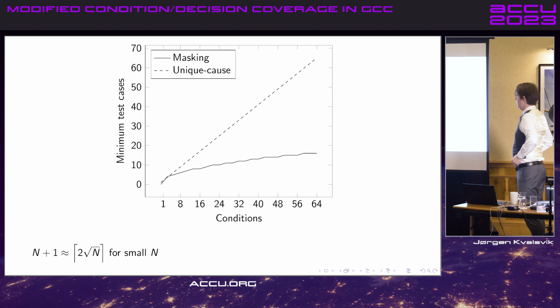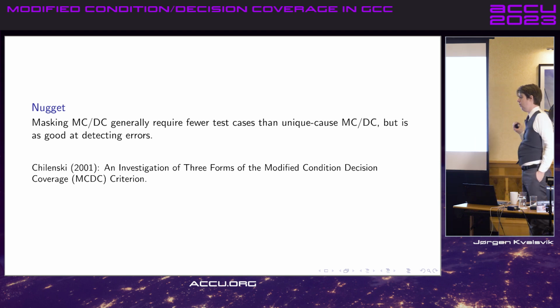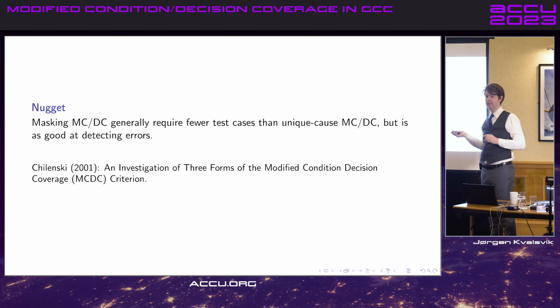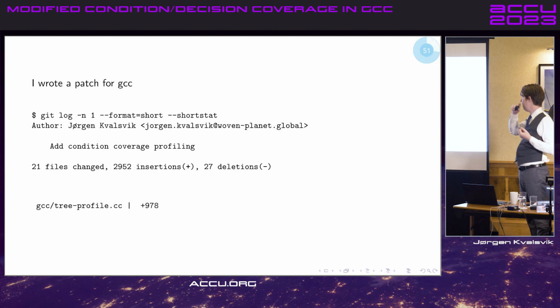Okay, so Chilenski states that masking MCDC generally requires fewer tests, but it is just as good at detecting errors. And he has a long analysis of why. And if you can get away with fewer tests and still get the same thing, why wouldn't you, right? So from now on, we're going to focus on the masking MCDC. But yeah, so I wrote a patch for GCC.